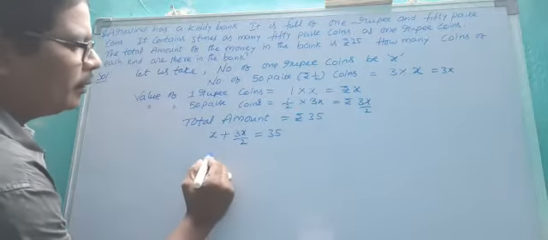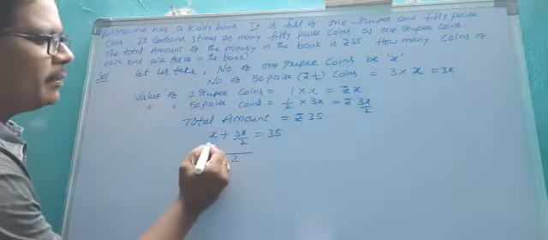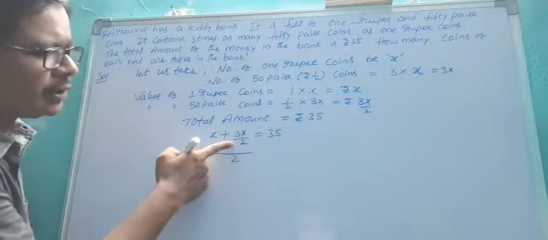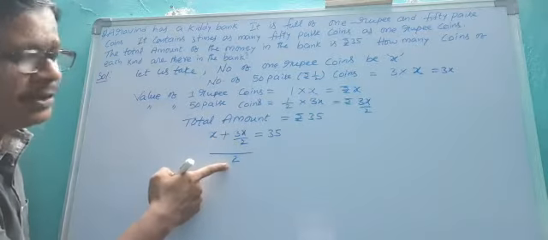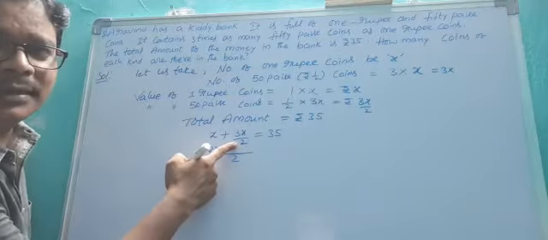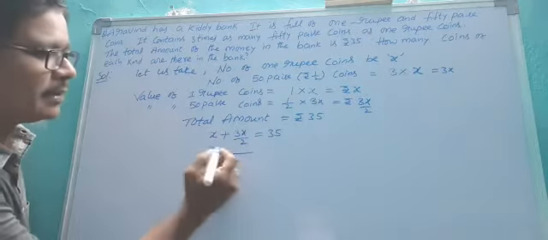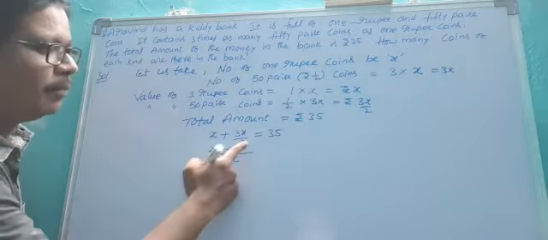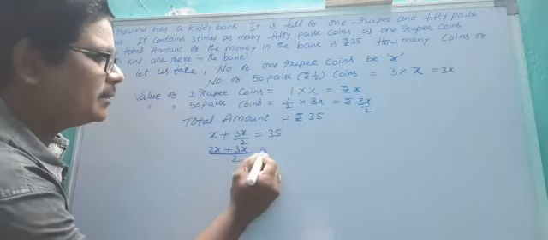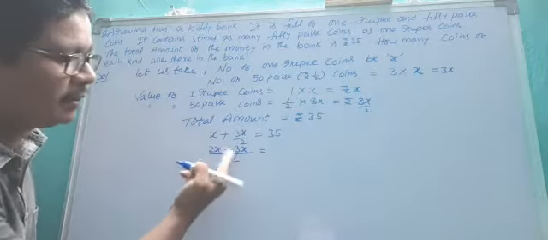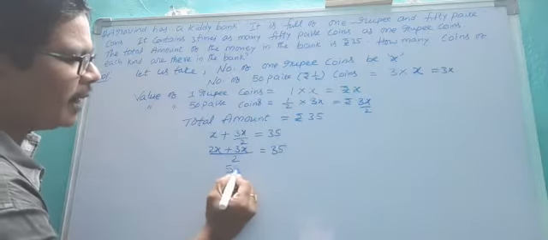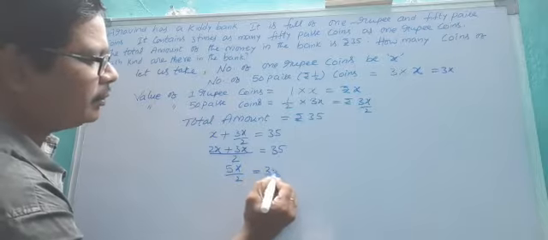How to solve? Very simple. Taking LCM: x means x by 1, and the denominators are 1 and 2, so the LCM is 2. Multiplying x by 2 gives 2x, plus 3x, since both denominators are the same and you write the numerators as usual. 2x plus 3x equals 5x by 2, equal to 35.